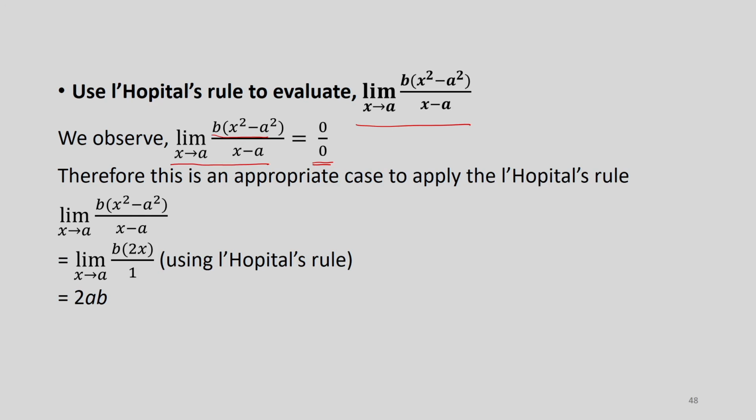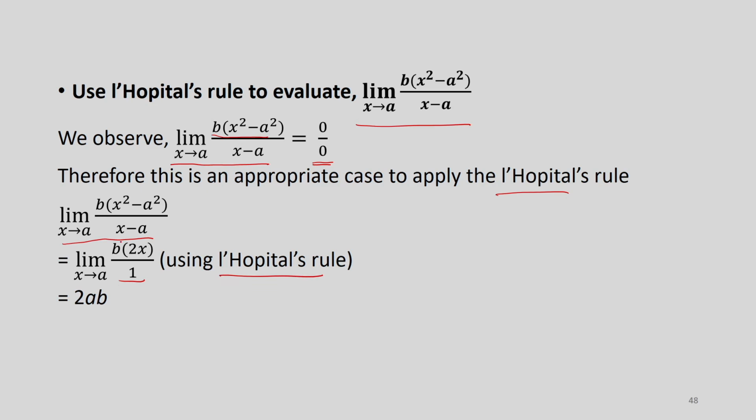Now if we have such cases, then we try to use L'Hopital's rule to find the limit. So what do we do? We take the problem, that is the limit as x goes to a of (b x square minus a square) divided by (x minus a), and then we take the differentiation of the numerator and the denominator with respect to x, right, that is L'Hopital's rule.